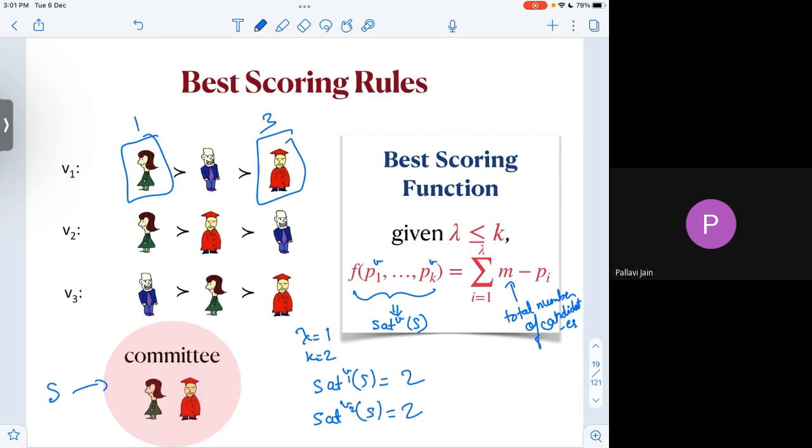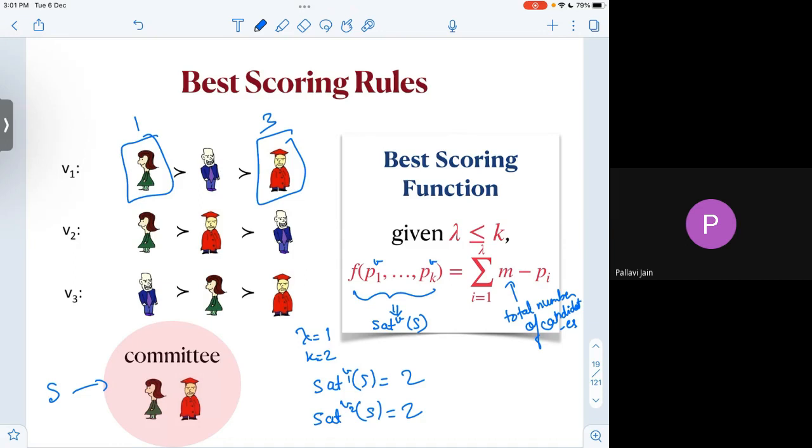Yes, lambda is a fixed number. No, lambda is given to you as part of input. No, it's anything between 1 to k. It can be k by 2 also. No, it doesn't depend on ordering of committee. No, committee you have to choose.